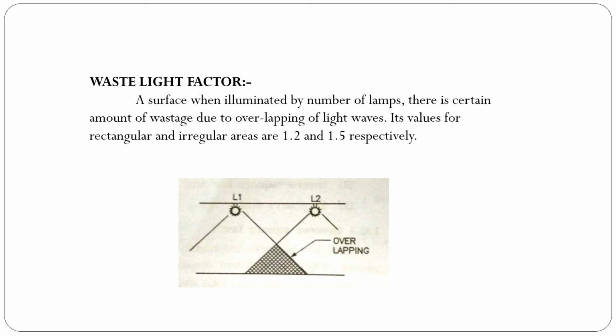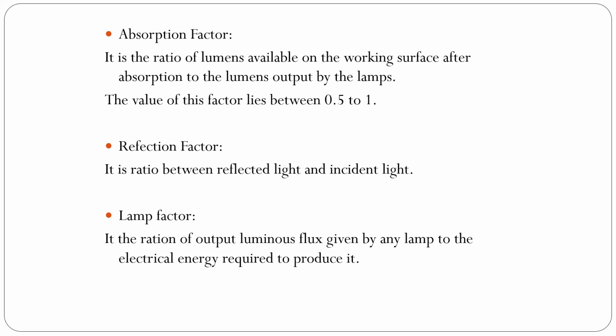Waste light factor. Here again two lamps are together, and this is the portion where the overlapping occurs. When a surface is illuminated by a number of lamps, there is a certain amount of wastage. This is the wastage due to overlapping of the light. Its values for rectangular and irregular areas are 1.2 and 1.5 respectively. Another is the absorption factor. It is the ratio of lumens available on the working surface after absorption to the lumens given out by the lamps. Its value is 0.5 to 2.